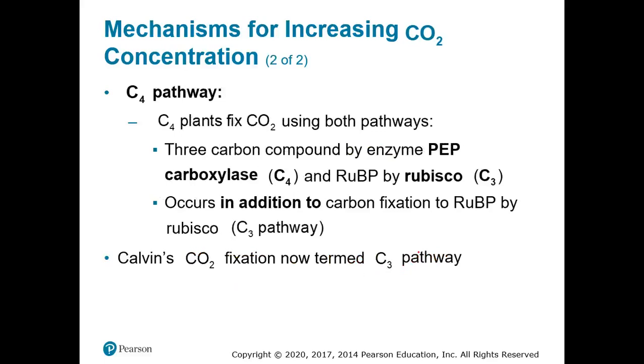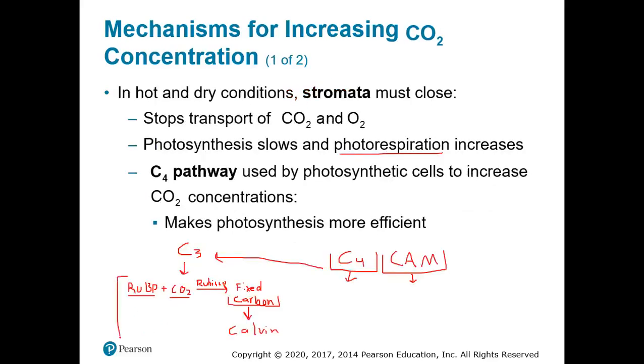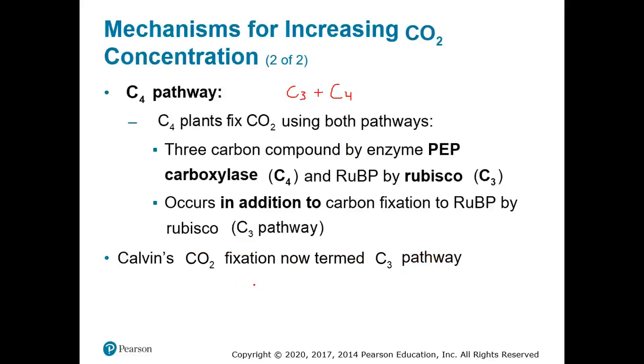pathways. So we're going to start with C4, and C4 plants fix carbon dioxide using both pathways. What that means is we are going to use C3, our standard, that's always going to be running. But we're going to do a little something extra, and that's our C4 pathway here. So C3 is still running. We still see this whole thing going on. But now we're going to do a little something extra, and that little something extra is this C4 pathway where we are going to essentially pump carbon dioxide.